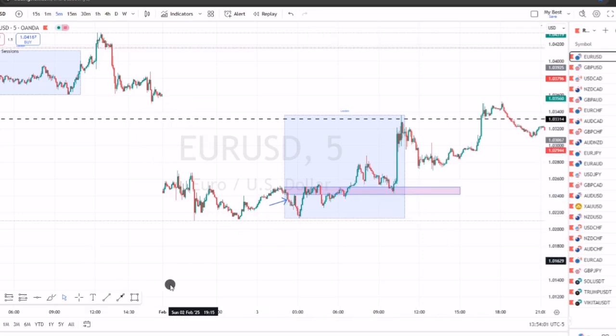So right here, the rightful thing to do was to buy somewhere around this point, and then you have your stop loss below the key level that you have drawn. So that would be the right thing to do.